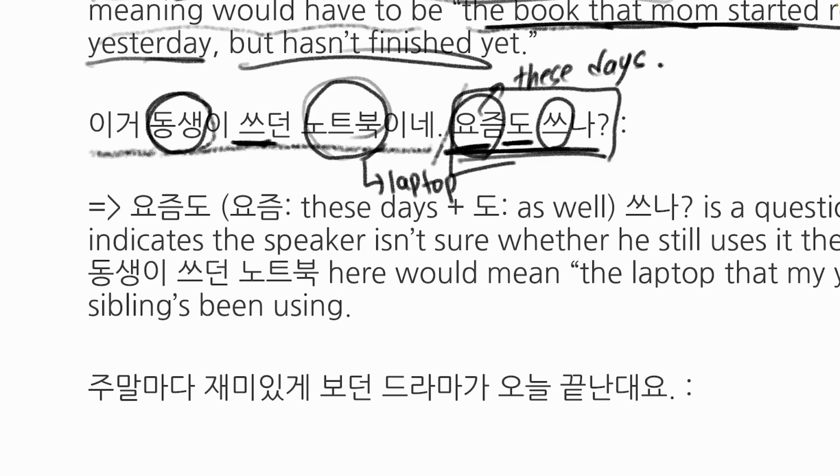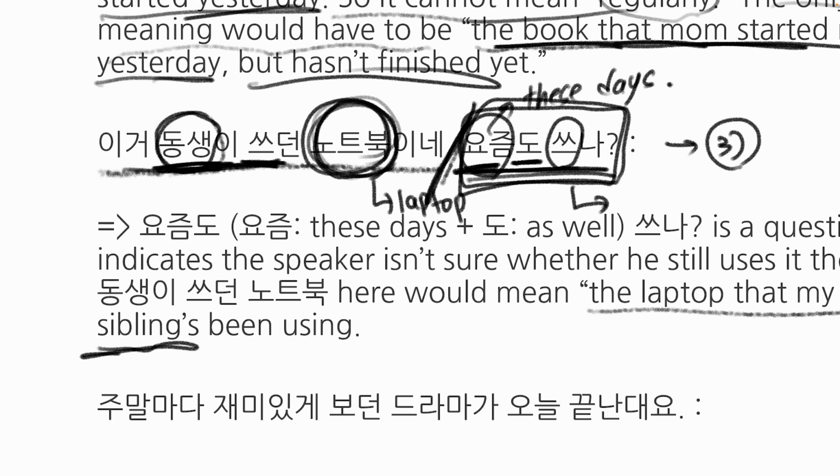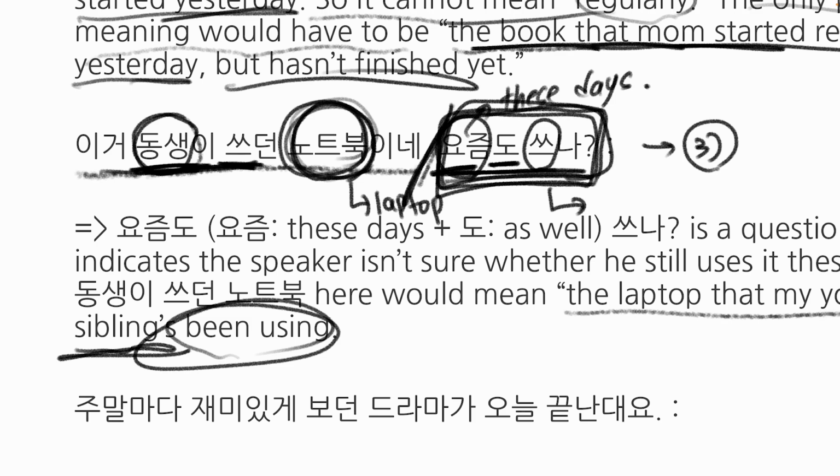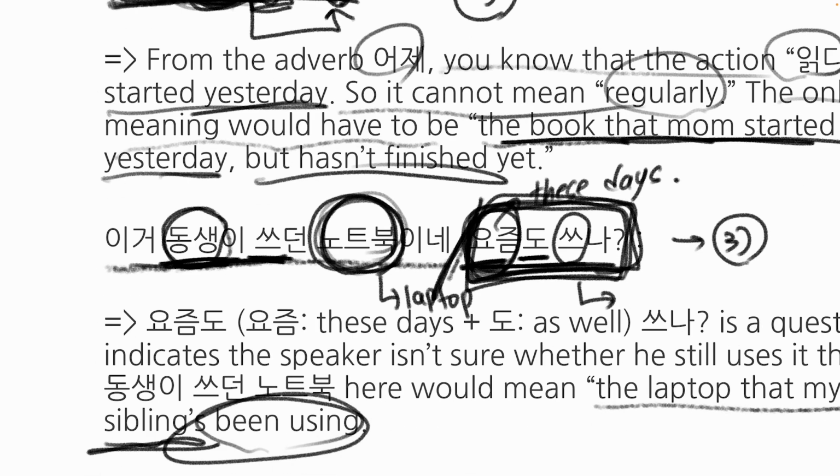So here, this question indicates that you're not sure whether he still uses it or not, right? But as far as you remember, up to the last time you remember, this is the notebook, the laptop that my younger sibling has been using. 그래서 this would most likely mean the third one, the laptop that my younger sibling has been using up to this point or up to the time that I remember. But I'm not sure whether he still uses it or not. So looking at the time adverb, you can get the most obvious hint.